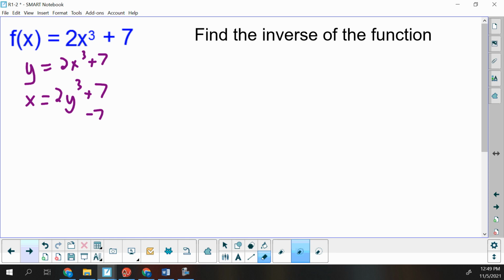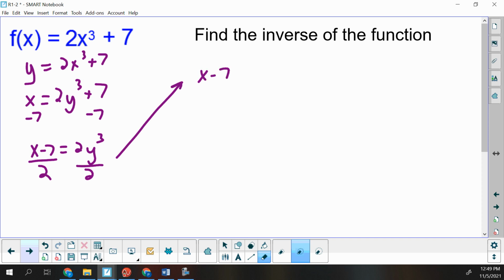We'll start by subtracting the 7. So we'll have x minus 7 equals 2y cubed. We can now divide by 2. And you can divide them each by 2 or just do it all over 2. Just to switch it up a little from the other one we did, let's leave this one all over 2. So I have x minus 7 over 2 is equal to y cubed.